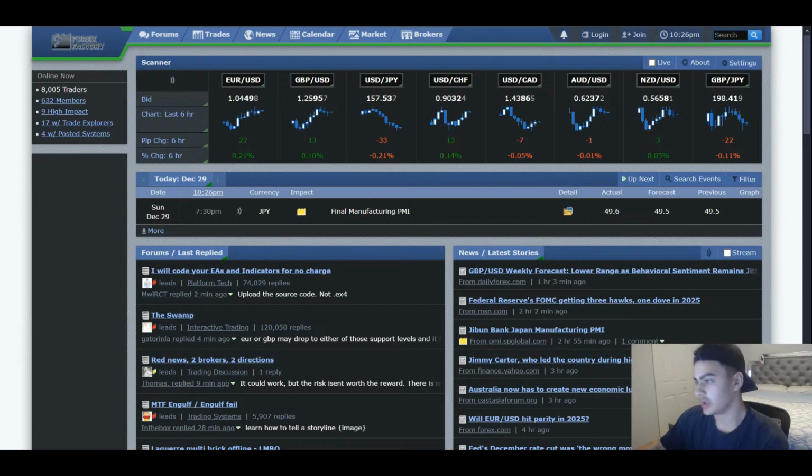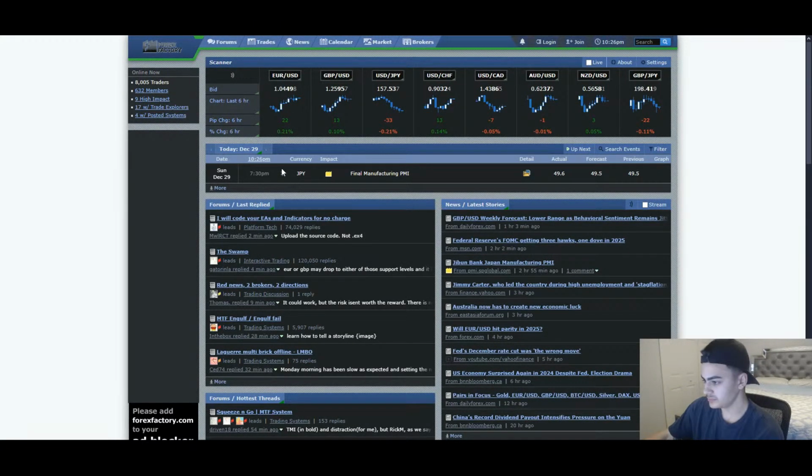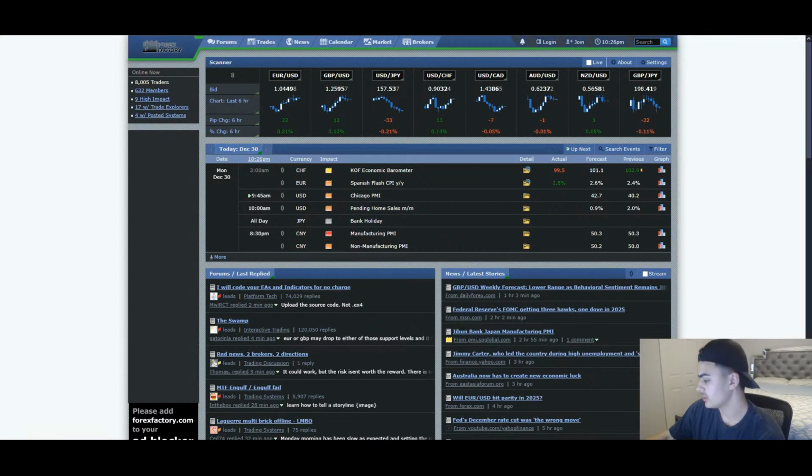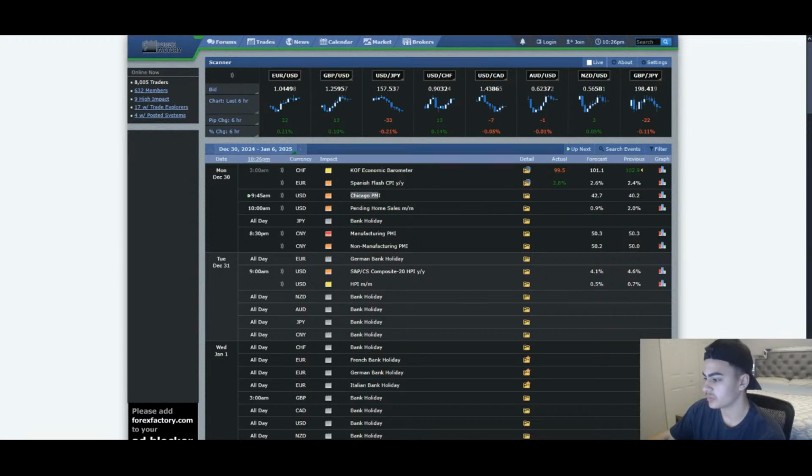Let me see if I could share my screen here. Oh, I can only share one tab. Well, as you can see, today, which is December 30th, as you can see down here, there's no news for USD, except for an orange folder at 9:45, which I don't think will really affect me, but we'll see.